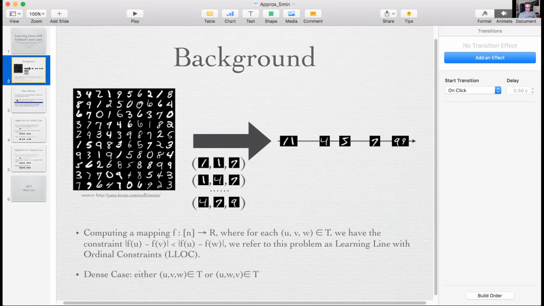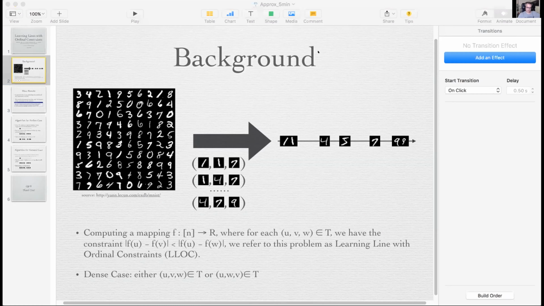Okay, there's a question on the chat by Karsnik. Is there a concrete motivation for this problem? Did you get the question? Could you repeat again? Sorry. Is there a concrete motivation for this problem? Concrete motivation.